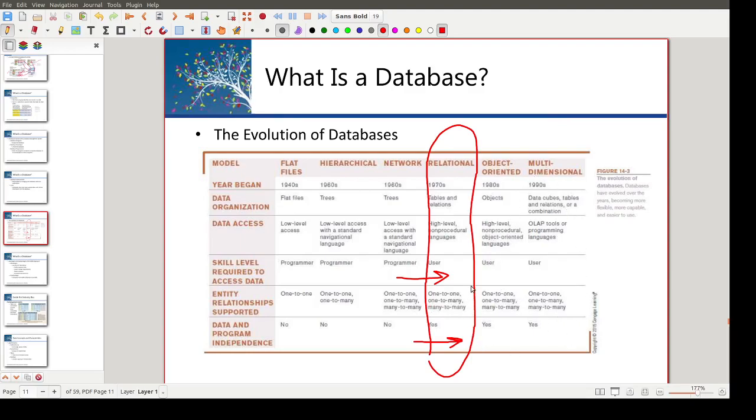The variations between the relational databases and object-oriented databases and multidimensional databases are not very significant. You can still use relational databases in most of the applications at the moment, but object-oriented databases and multidimensional databases can offer some more flexibility than these relational databases, and we'll cover this at the end of the lecture.